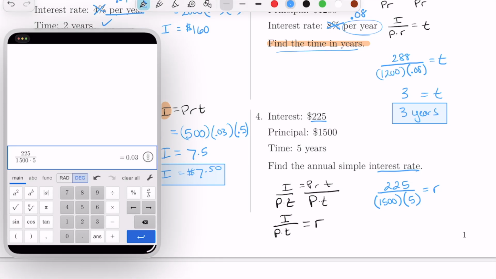Notice that on my calculator, this looks almost exactly like how I wrote this out as well. This does get us R equal to 0.03. And then when we change that into a percent, I might say something like this. Say my rate is equal to 3%. Because the question does say find the annual simple interest rate. And we'll usually express the rate as a percentage.